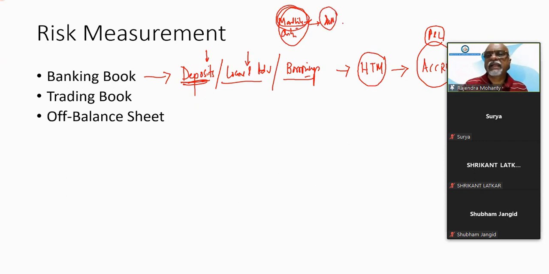Interest is charged at the end of the month. That means we are debiting the loan and advances and crediting the P&L account. So borrowing is also the same thing.